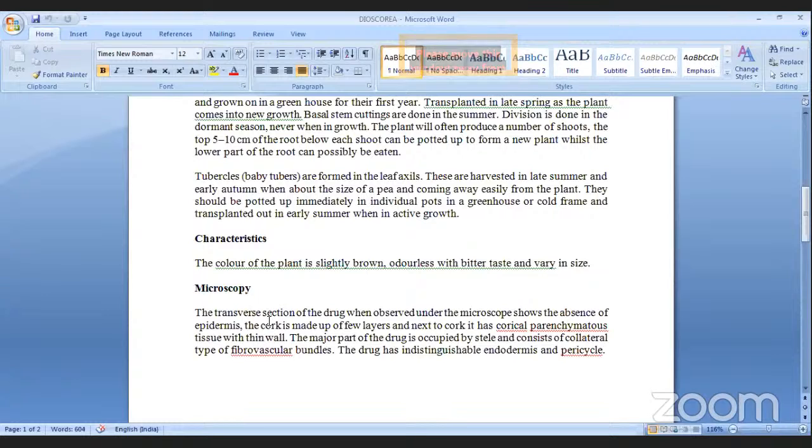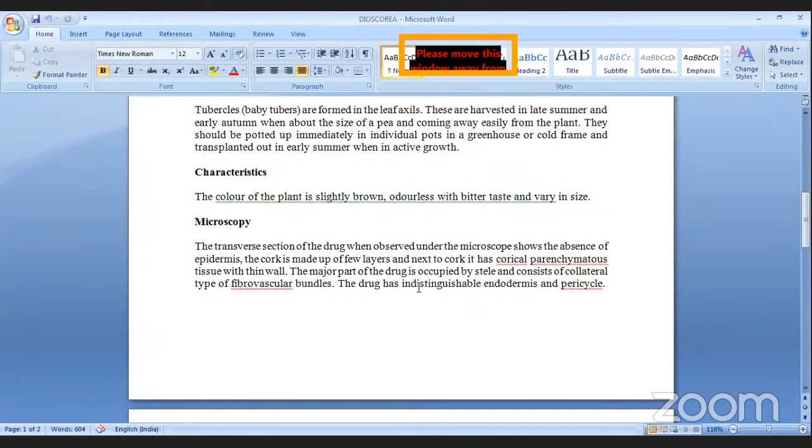In Bengali, it is also known as bon alu. So it is somewhat like the potato which we use normally. It looks like potato, and the color of the part, not the plant, the color of the yam is slightly brown. Inside it is colorless, with bitter taste, and the size may vary.